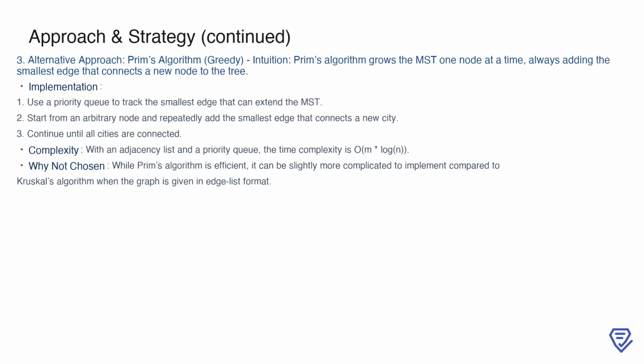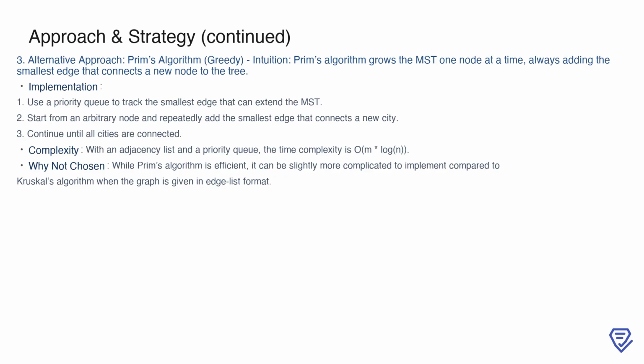To implement this, we use a priority queue to keep track of the smallest edges available for extension. Starting from any arbitrary node, we repeatedly add the smallest edge that connects a new city until all cities are connected. This method has a time complexity of O(m log n) when using an adjacency list and a priority queue.